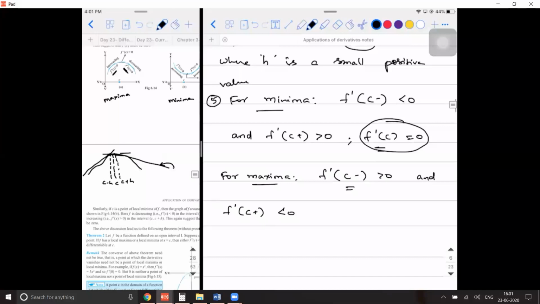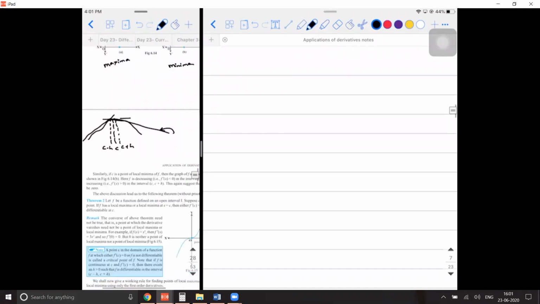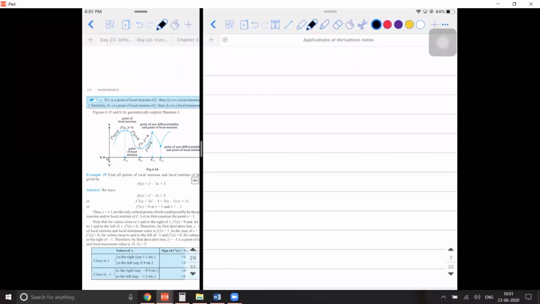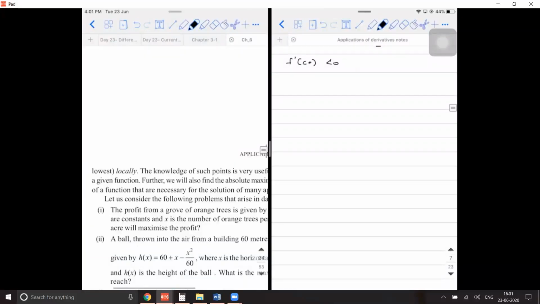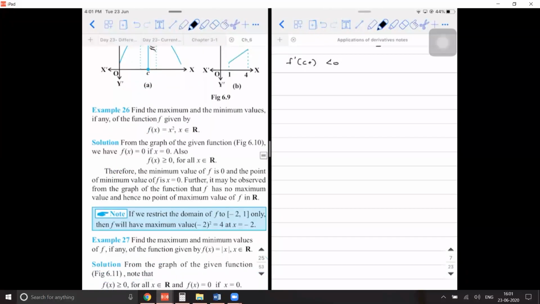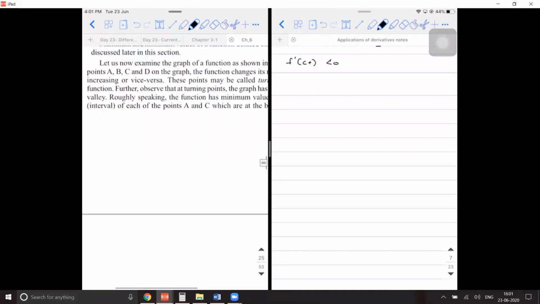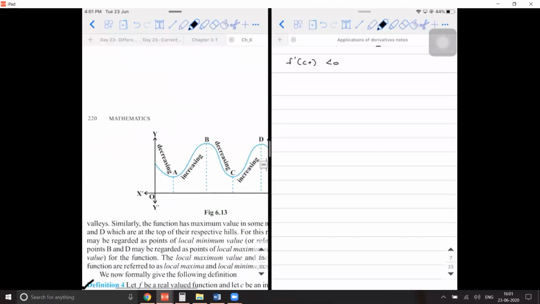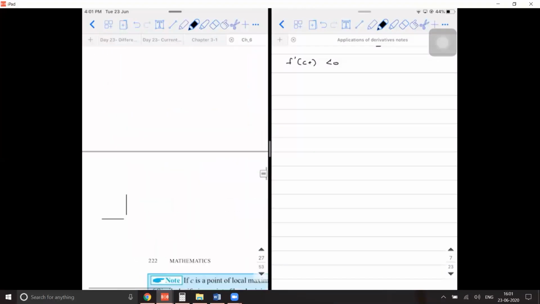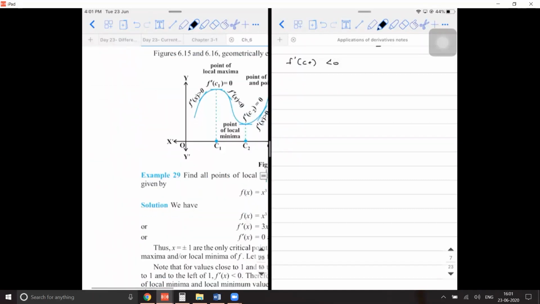I hope it is clear. Now using the first derivative test, we'll try to solve a particular problem. We'll look at example 29. We'll follow only two methods, okay? There are too many methods given in your textbook, which is not needed. It will unnecessarily confuse you. So what I explained now is called the first derivative test.